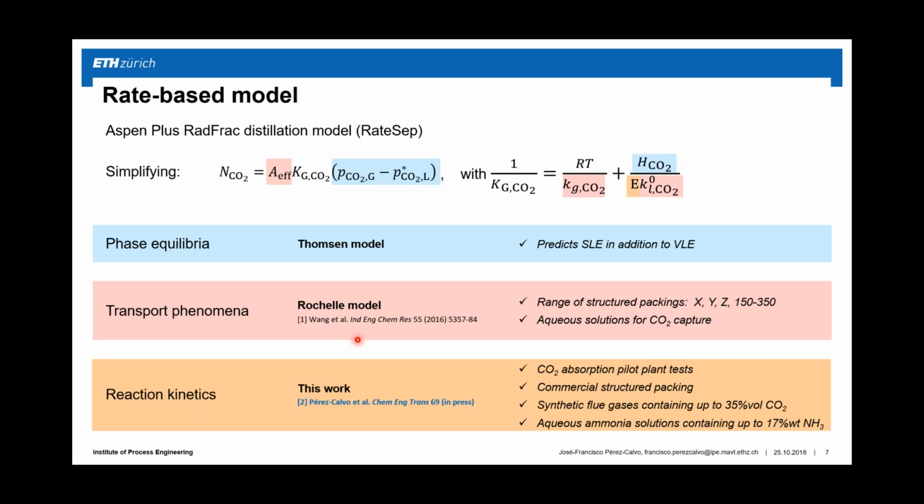Finally, the reaction kinetics have been obtained in this work, for which we have performed CO2 absorption pilot plant tests using a commercial structured packing. The tests have been performed using flue gas specifications of the cement plant, so concentrations of CO2 in the flue gas up to 35% in volume, and using a broad range of concentration of ammonia in the CO2 lean stream, reaching values as high as 17% in weight.